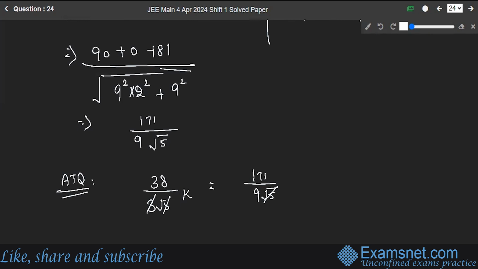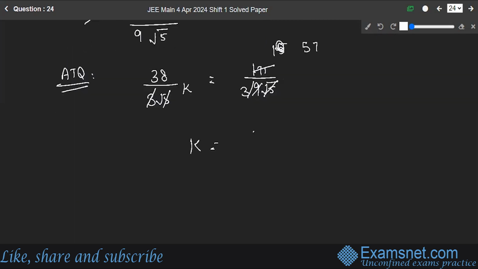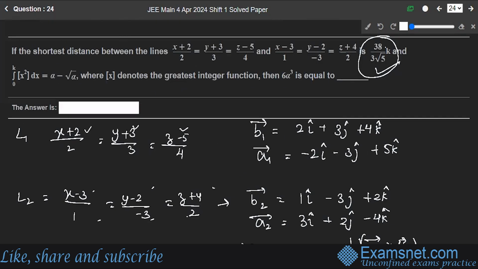So let's solve it further. Root 5 and root 5 will cancel. 3 and 9 will go, and this will be 57 upon 38. So k comes out to be 57 upon 38. It goes in the 19 table. This is equal to 3 by 2. So this is the value for k. Now we have still not solved the question. Let's come to this thing. So integral of 0 to k of the greatest integer function of x squared dx is equal to this.